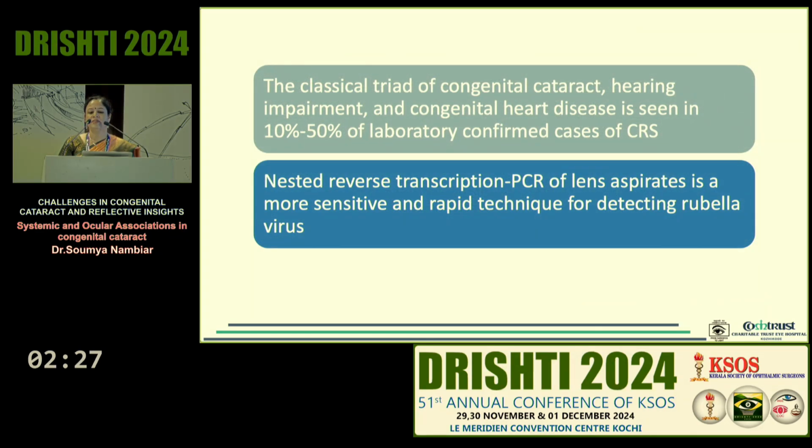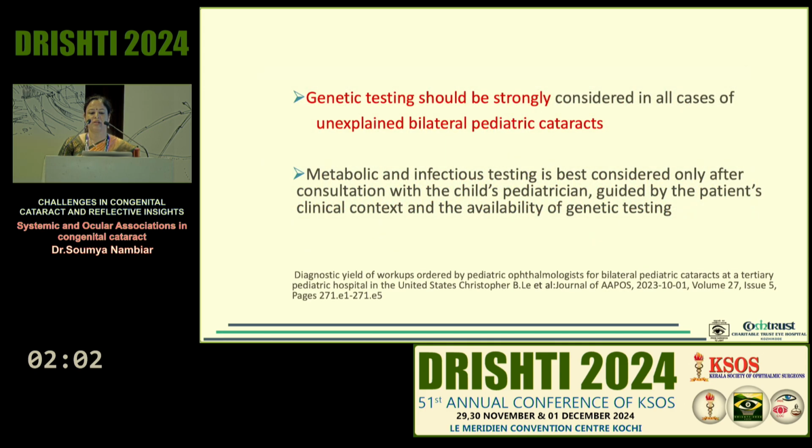So the classical triad of congenital cataract, hearing impairment, and congenital heart disease is seen in 10 to 50% of laboratory confirmed cases of congenital rubella syndrome. And how do you detect it? To get diagnostic evidence of rubella virus, use a nested reverse transcriptase PCR of lens aspirate. It is the most sensitive and rapid technique for detecting rubella virus.